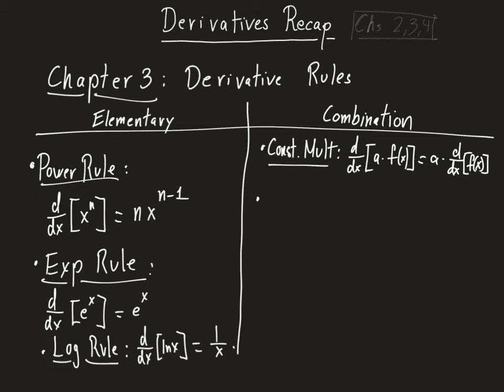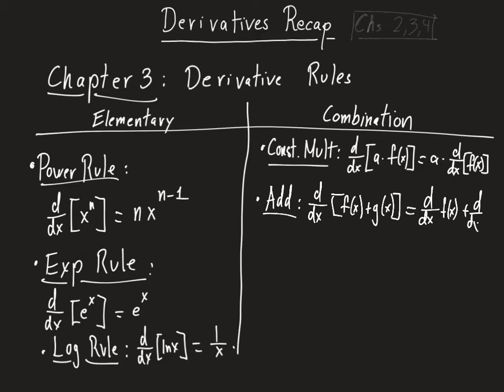Okay, the second combination rule is what I call the addition rule. And the addition rule states very, very simply that the derivative of a sum is the sum of the derivatives. Okay, these are the two most straightforward combination rules, and these are the first two combination rules that we saw without causing much of a hubbub when we did.